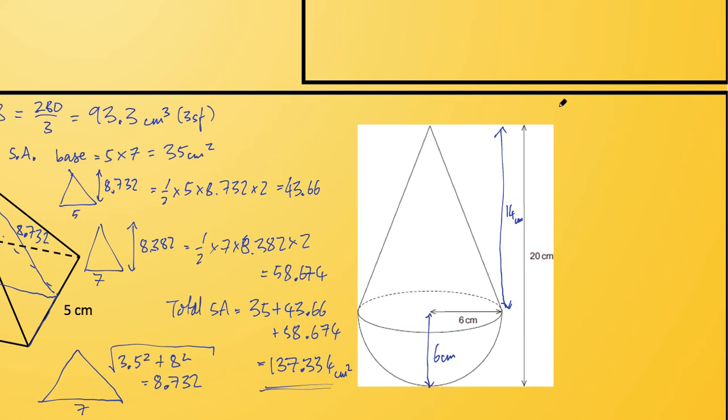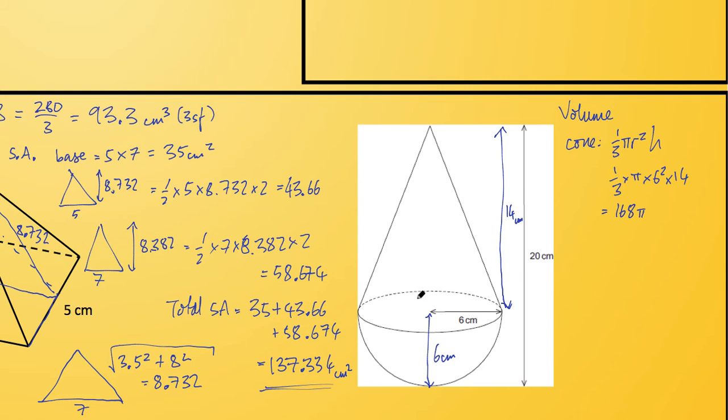So volume. I've got volume of the cone is 1/3 pi r squared h. It's a third because it's a kind of pyramid, it works in the same way. 1/3 times pi times r squared, which is 6 squared, times 14. It's 168 pi.